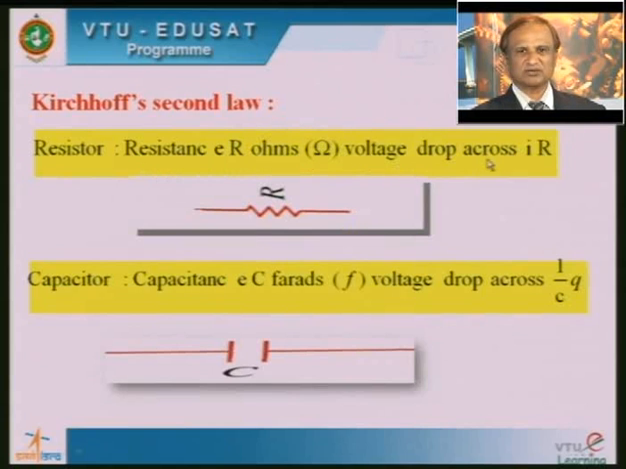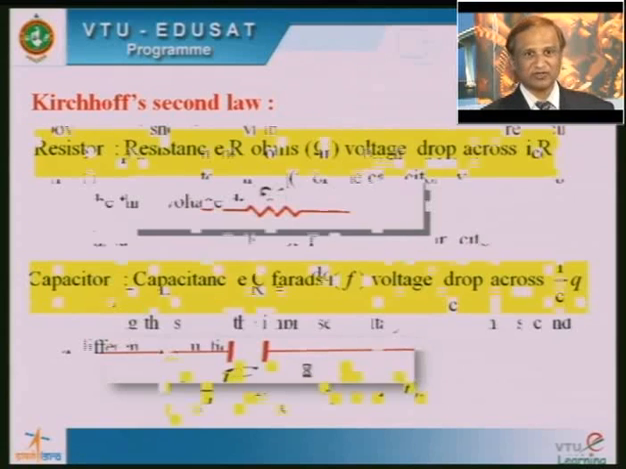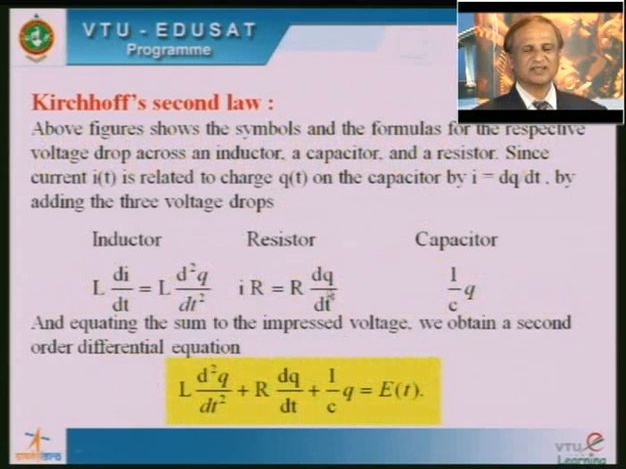Ohm's law: the voltage drop across a resistor is I into R. So this is the symbol and this is the formula. That's clear. Exactly in the similar way, for a capacitor, capacitance C, denoted by the notation farad or F, the voltage drop is 1 by C into Q. This is the formula, this is the symbolic notation. This is clear. So now we want to add all the terms.